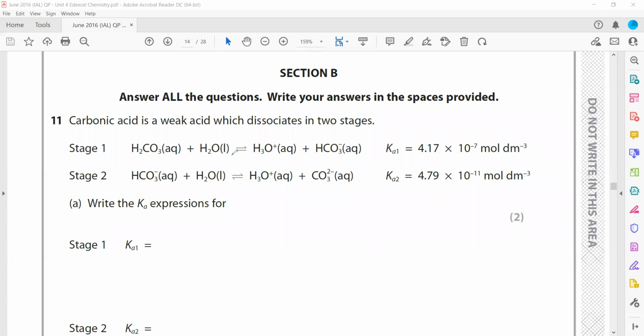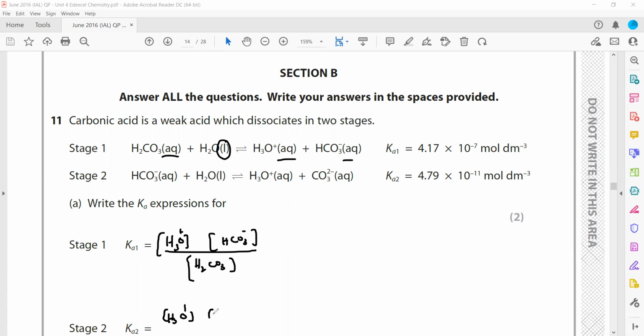Remember, this is a heterogeneous equilibrium because these are aqueous and this water is a liquid. So we don't include water. When we write the expression, it is the product divided by reactant. And the same thing for Ka2: the product H3O+ and CO3 2- divided by reactant, which is HCO3-.